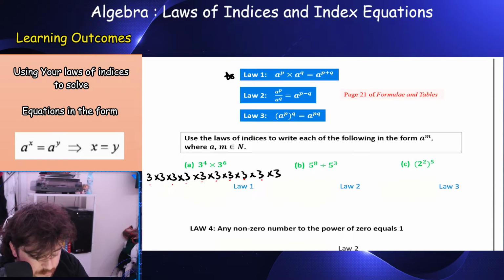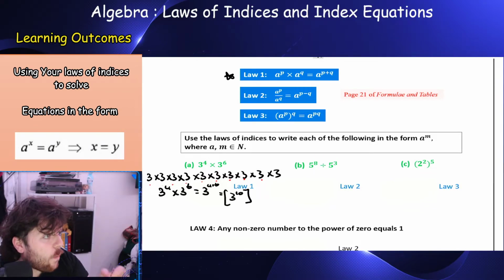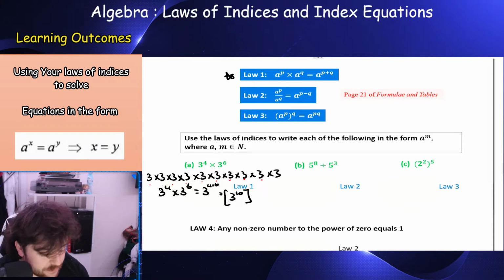So 3 to the power of 4 times 3 to the power of 6 equals 3 to the power of, so my law here, if I have 2 numbers in the same base, add the powers, 4 plus 6, which equals 3 to the power of 10, which I've just proven why we do that.